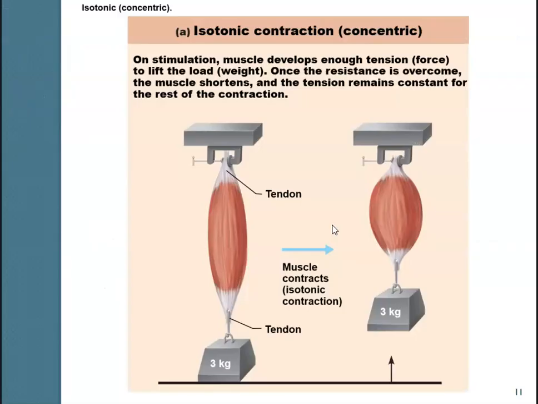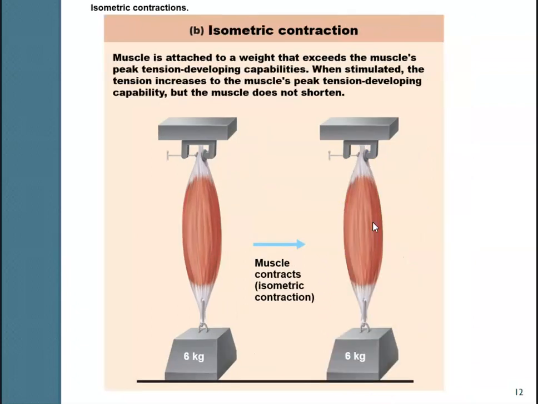So here's a pictorial view of isotonic. Isotonic means tension is the same, so length changes, but our tension does not. So we're moving at a constant velocity. Isometric, the metric here is the length, so length does not change. We're still creating tension in the muscle, but the load is not moved.